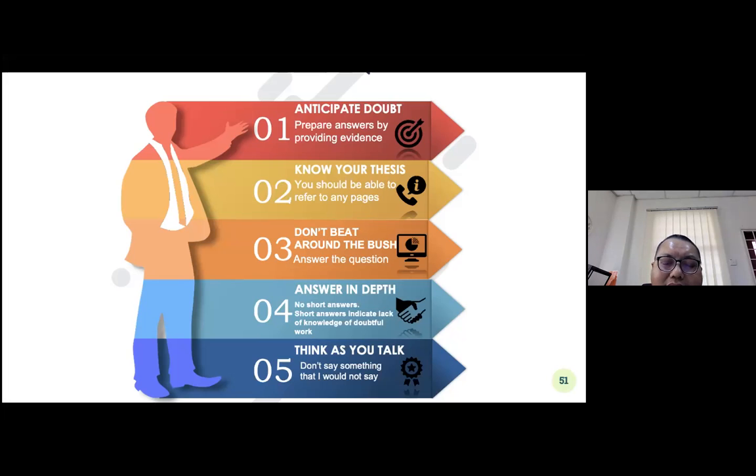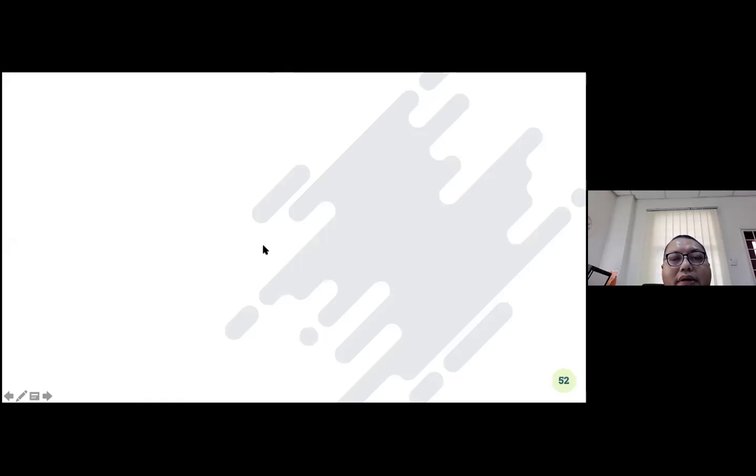And then the last thing is that you need to think as you talk. You need to understand that every answer you give to the examiners, they will use as their judgment. That's why I mentioned earlier, you need to be responsible for everything that you wrote in your thesis. The same thing, whatever you talk about during your Viva, you need to really understand and be responsible for the things that you say, because we are going to use that as our judgment.